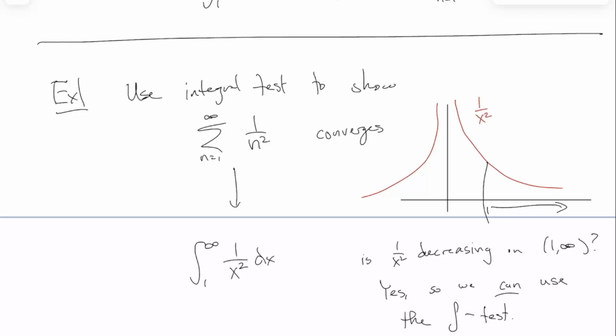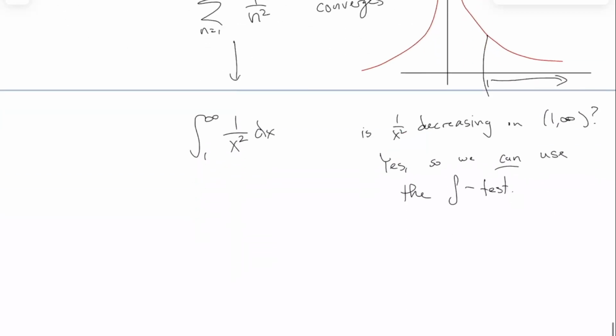Because that function really is decreasing from 1 to infinity. All right? And so let's try and do it then. So we have to actually evaluate the integral, 1 over x squared dx. Again, this is fairly straightforward, if you remember how to do improper integrals, I hope you do.